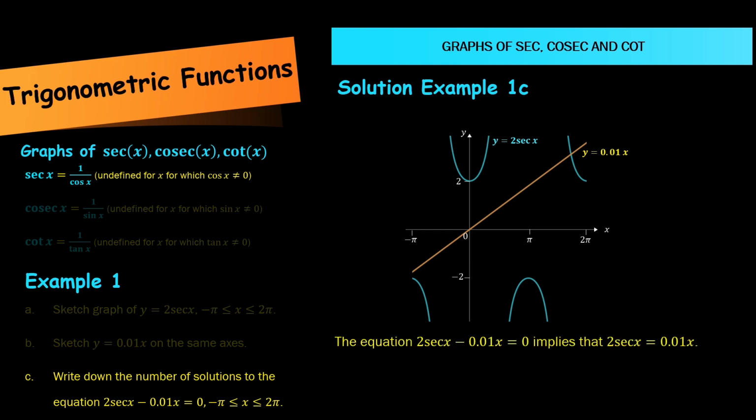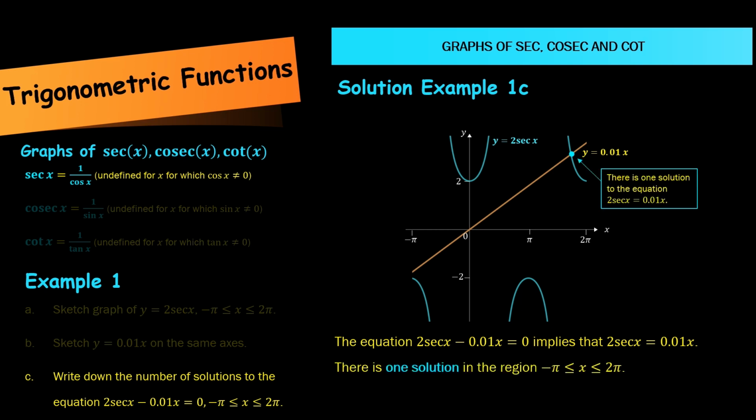Now this equation here can be rewritten as 2 sec x equals 0.01 times x. So essentially we're looking for how many solutions there are in this graph. So where does 2 sec x intersect with 0.01 times x? There is actually only one point where it intersects in this interval, and it's highlighted by the red dot, as shown. So therefore, there is one solution in the range minus pi to 2 pi.